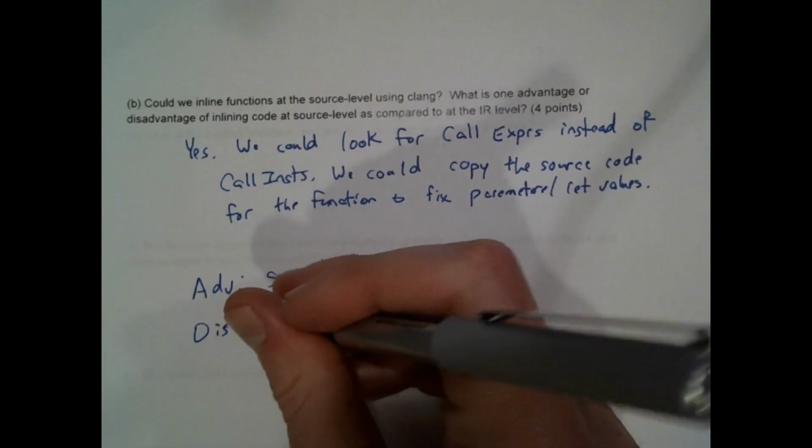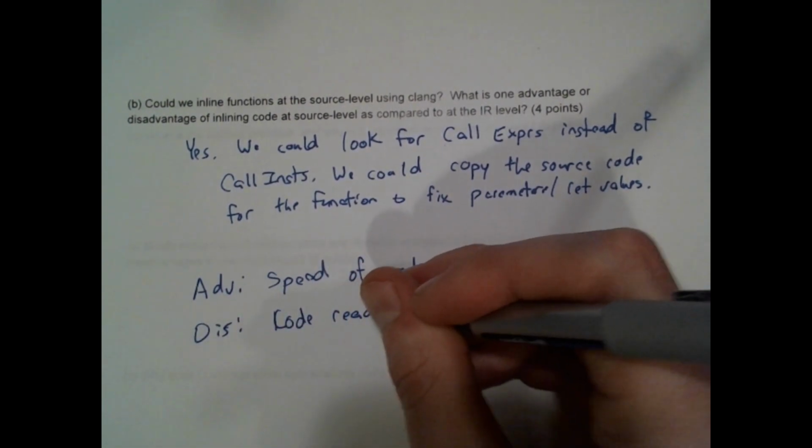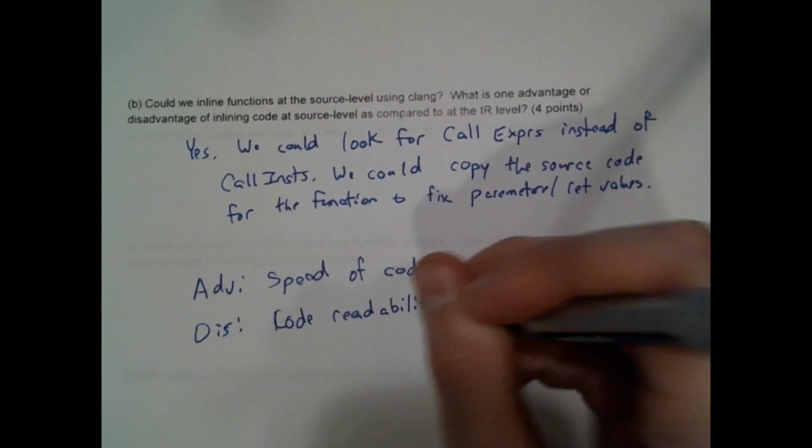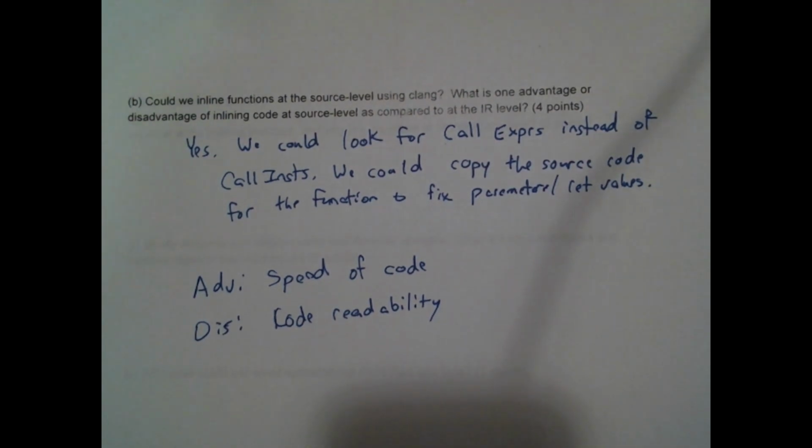The main disadvantage is code readability. If we're doing this at the Clang level, we're actually taking that source code and putting it into the other source code, and that might not be pleasant to read for a user. So it's generally not going to be a great idea to do this, because you're copying code into other code, and it's going to be hard to read. So that's my take. That's the end of problem 6.